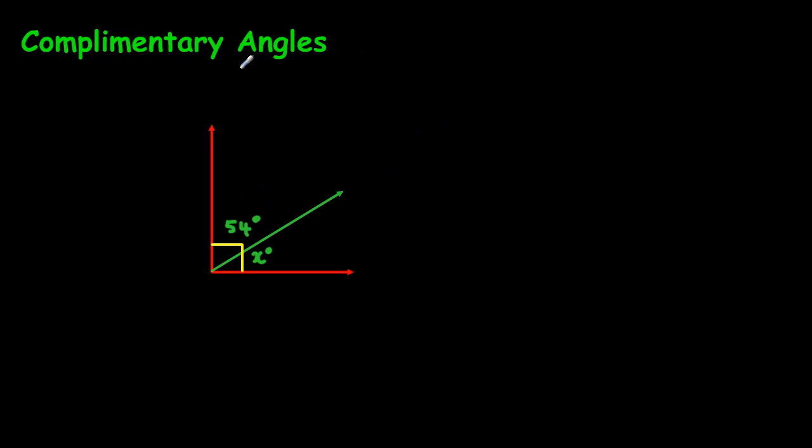What about complementary angles? Well, we know that complementary angles add up to 90 degrees, which means in this particular case we have a right angle, as you can see, with the symbol there for a right angle, and we know that angle x plus angle 54 equals 90 degrees. So in order to find x, I simply need to take 54 degrees away from 90 degrees in order to get my answer.